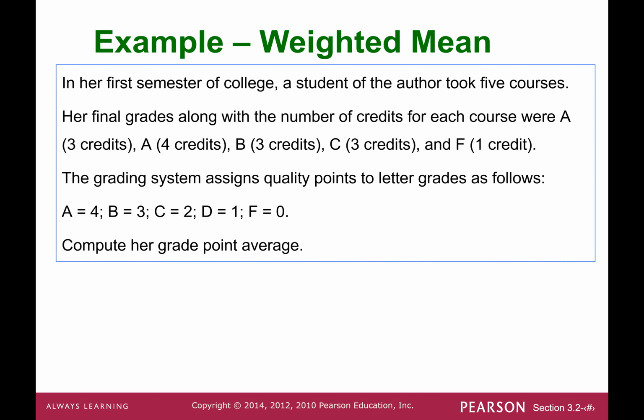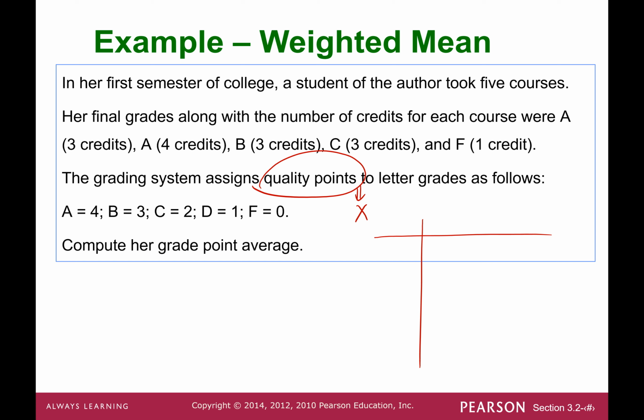Now let's take a look at this. In the first semester of college, a student of the author took 5 courses. Her final grades, along with the number of credits for each course, were A, 3 credits, another A, 4 credits, B, 3 credits, a C with 3 credits, an F with 1 credit, and then the grading system assigns quality points. So this is important. Quality points is what we call X, right? To letter grades as follows. All right, so now you have 5 courses.